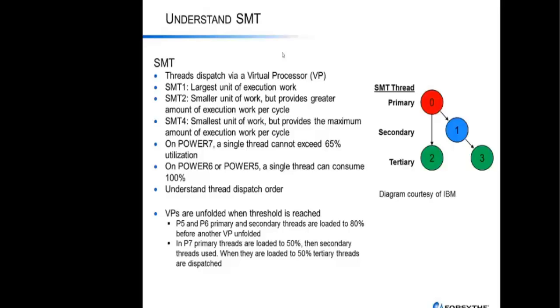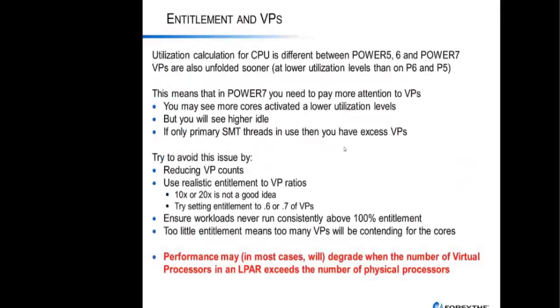There's been a lot of confusion about this. Rosa Davidson had a Back to Basics presentation in Las Vegas, and Stephen Nisipany also talked about this at great length. But this has led to a lot of confusion with customers who actually thought that they were using a lot more cores, but when they went back and looked, they actually had more idle time. So because the utilization is different and the VPs are unfolded sooner, it means in Power 7 you have to pay more attention to your virtual processors.